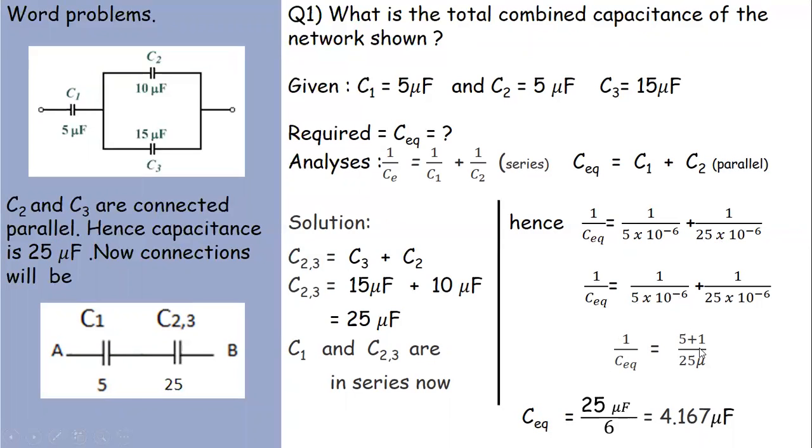You are going to take the LCM. The LCM for both is 25. So 5 into 5 is 25, so 5 and this is 1. So 5 plus 1, 6. Cross multiply them. So that will be equal to 25 upon 6, that is 4.167 microfarad. So this is the way we are going to find the series combination and parallel combination capacitance, and when both are combined in the same circuit, that's how we are going to find the capacitance.